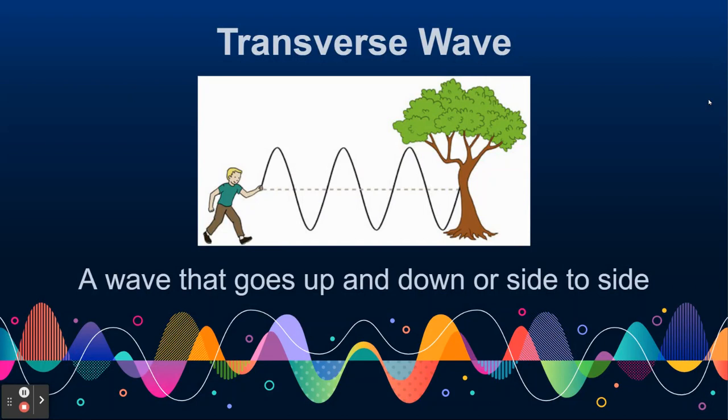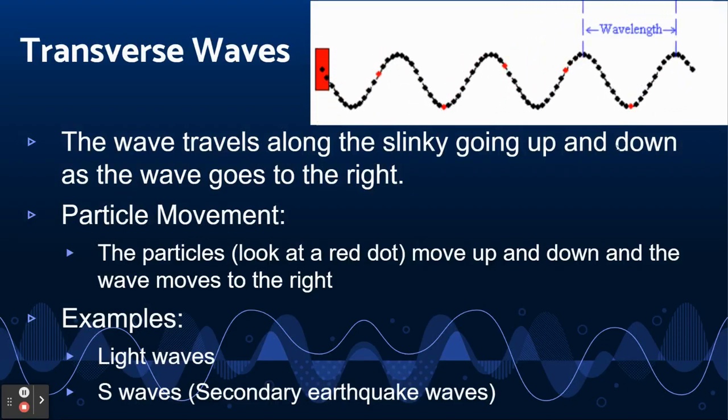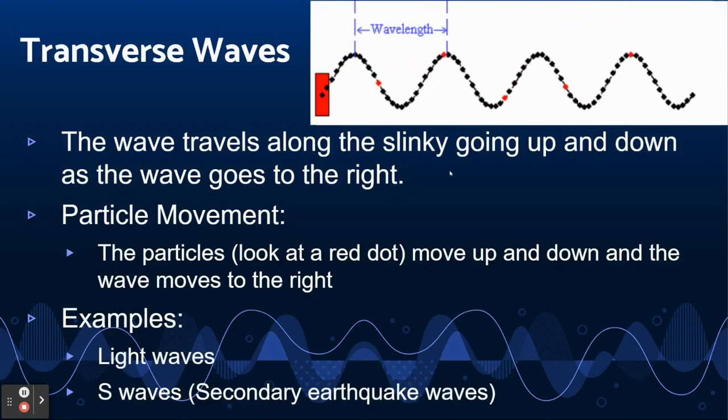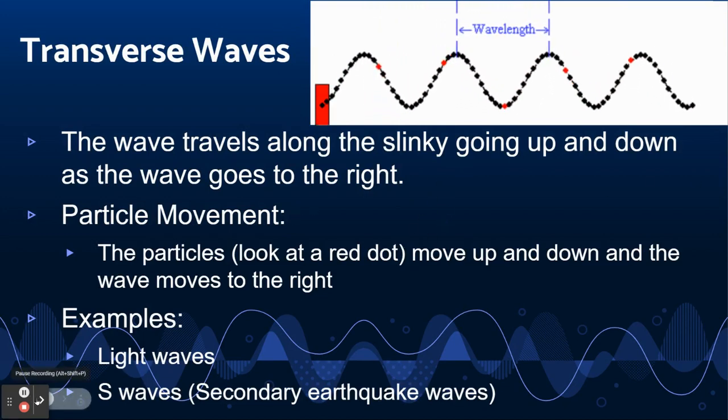Transverse waves, these are going to be the waves that go up and down or side to side. So as the wave moves to the right, the string itself is going up and down. So that is also seen in this example here. We have the wave traveling along the slinky. The slinky goes up and down as the wave itself moves to the right.